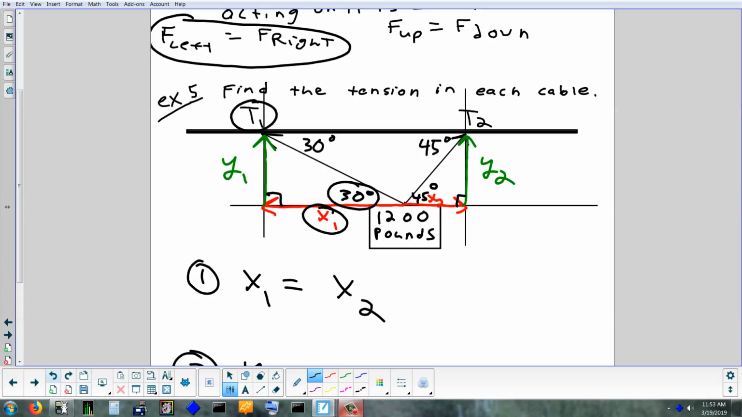So X1 is which side? Opposite, adjacent, or hypotenuse? Okay. Adjacent. And what about T1? Opposite or hypotenuse? Hypotenuse. Adjacent, hypotenuse. Which trig function is that? Sine or tangent. Tangent is opposite over adjacent. Okay. Cosine. Cosine is adjacent over hypotenuse.